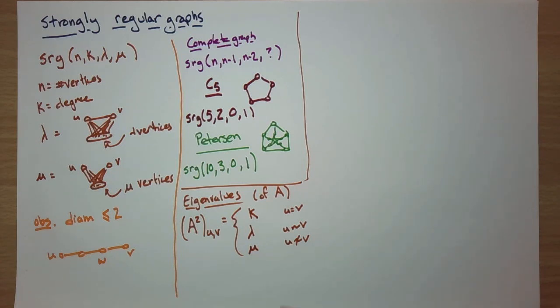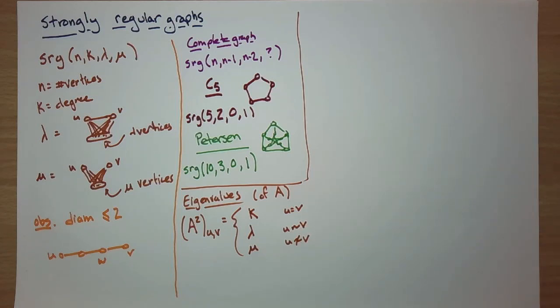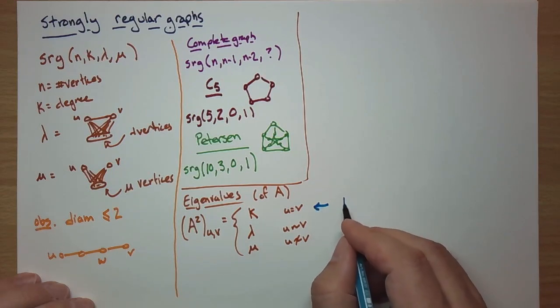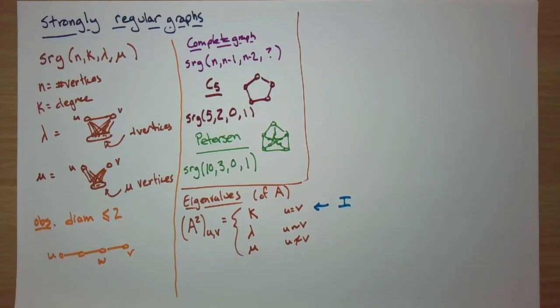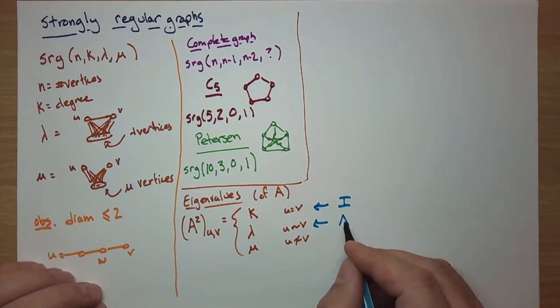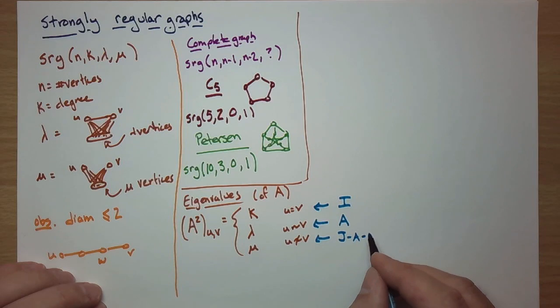So, all right, we already are starting to see things. We have essentially K on the diagonal, lambda in the places coming from the adjacency matrix, and mu coming from where there used to be zeros in the adjacency matrix. If you were to break this down, and this is probably not the most elegant way to think about it, U equals V is the identity. That's part of the matrix. And U adjacent to V, well, that's your adjacency matrix. And U not adjacent to V is everything else. That's J minus A minus I.